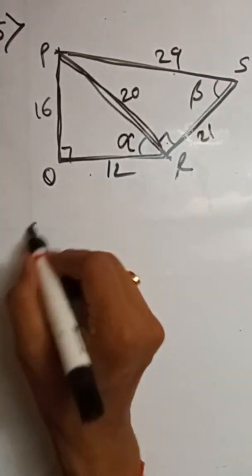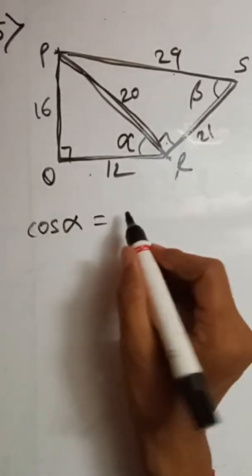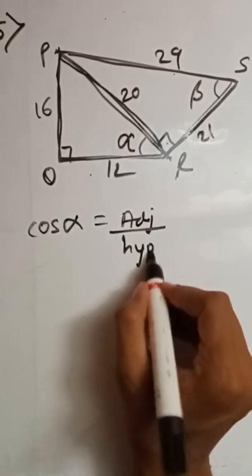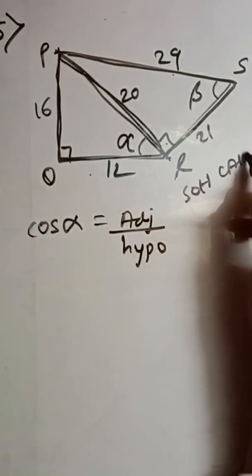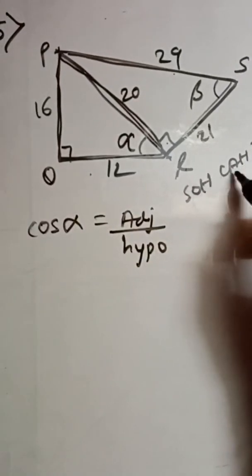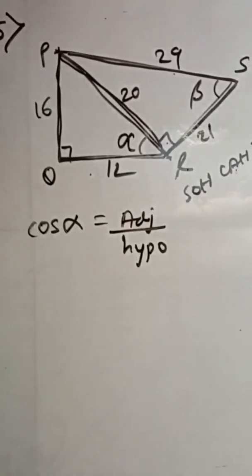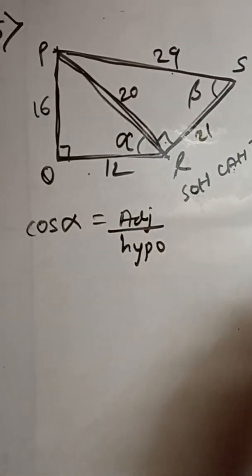Now once I have this, I have to find the value of cos alpha. What is cos? Cos is adjacent upon hypotenuse. Keep this short form in front of you: SOH CAH TOA. Sine is opposite upon hypotenuse, cos is adjacent upon hypotenuse, and tan is opposite upon adjacent.